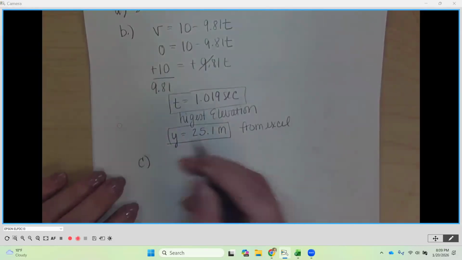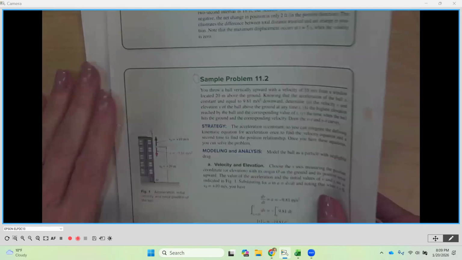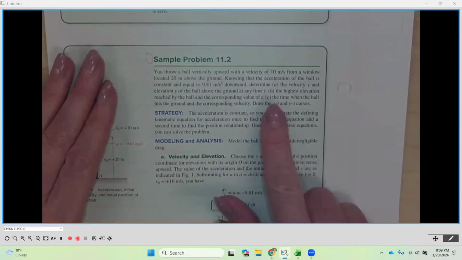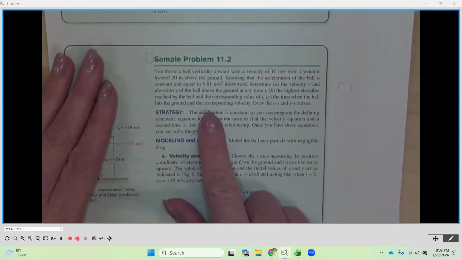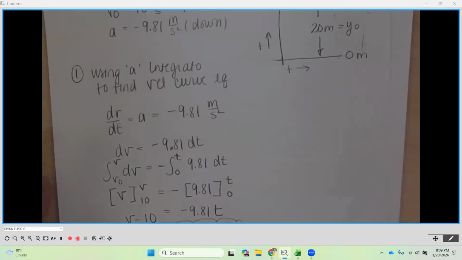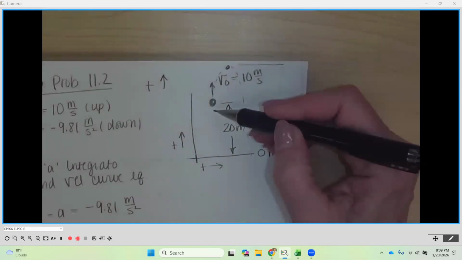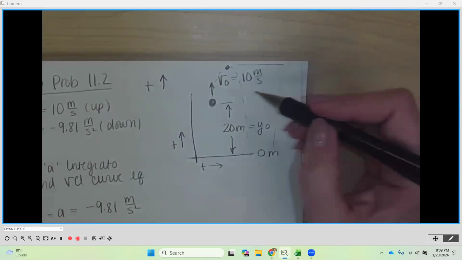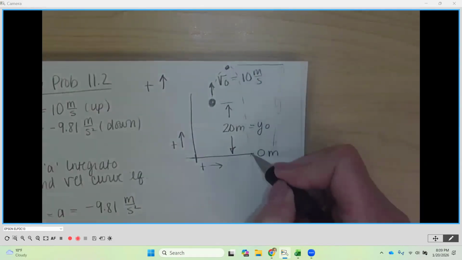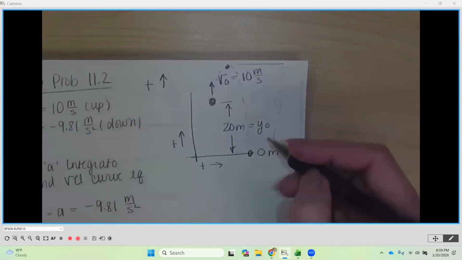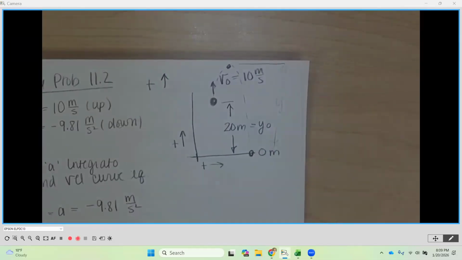So let's look at part C. Here it says the time when the ball hits the ground and the corresponding velocity. Okay. So if we look back at our little diagram here, so now it goes up, right? We found out how high that is, 25.1 meters. And now we want to know, okay, what is the time when it hits the ground? And what is the velocity right before it hits that ground, right?